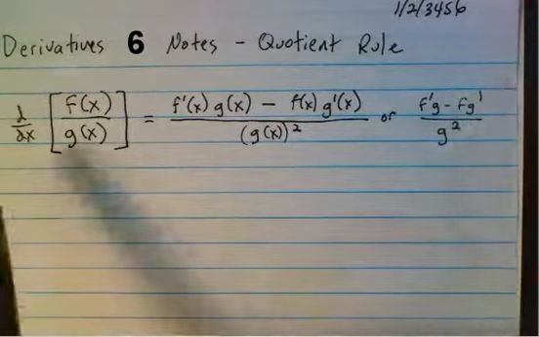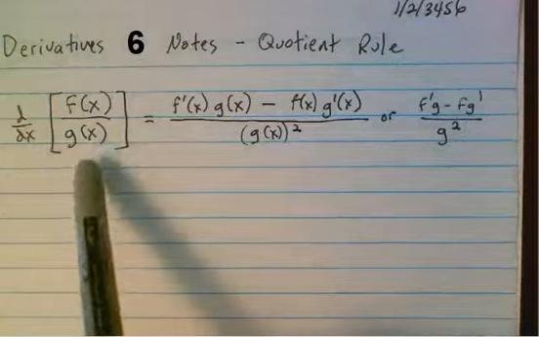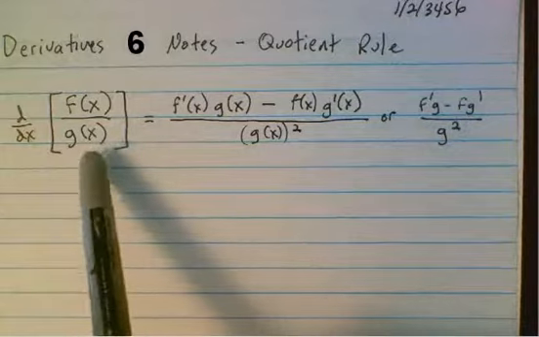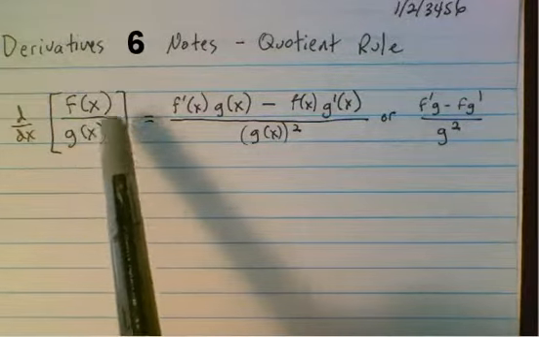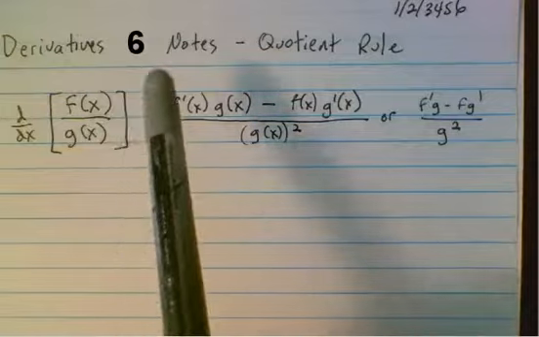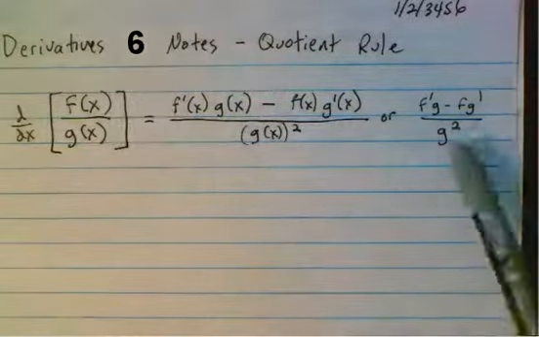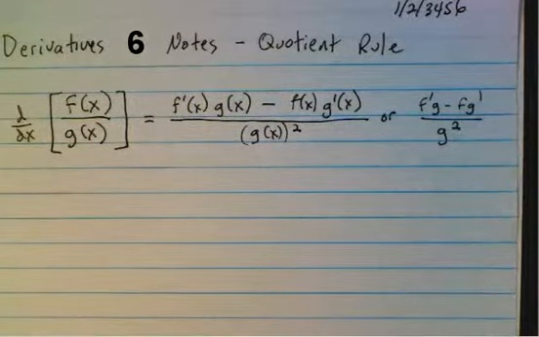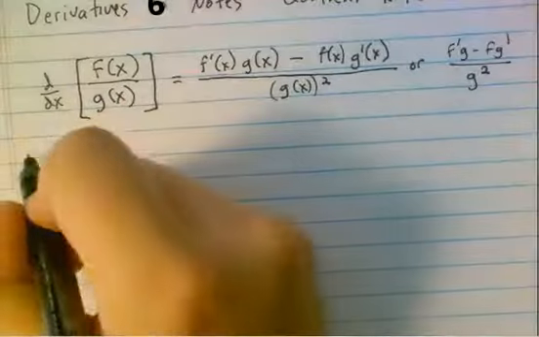This negative is sort of coming from this g of x having sort of a -1 exponent if we sort of rewrote it as f of x times g of x to the -1 power. And this g squared comes from taking the derivative of something with an exponent of -1. Using it, however, let's look at that.